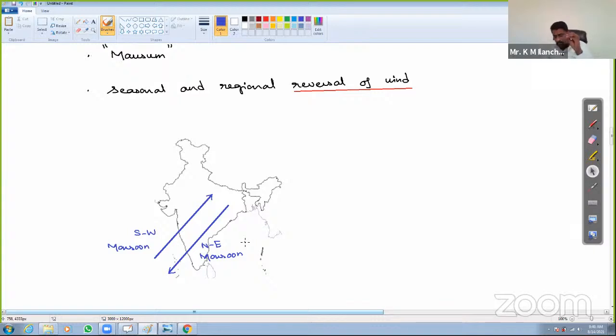So what is the meaning of this word monsoon? Who discovered it? What exactly does the reversal of wind mean? Everything we have an idea about. Now what we have to discuss is the mechanism of monsoon. What is this monsoon? Why do we have monsoon? So my dear friends, before understanding monsoon as a mechanism, there are a few things you have to understand at the very initial stage.